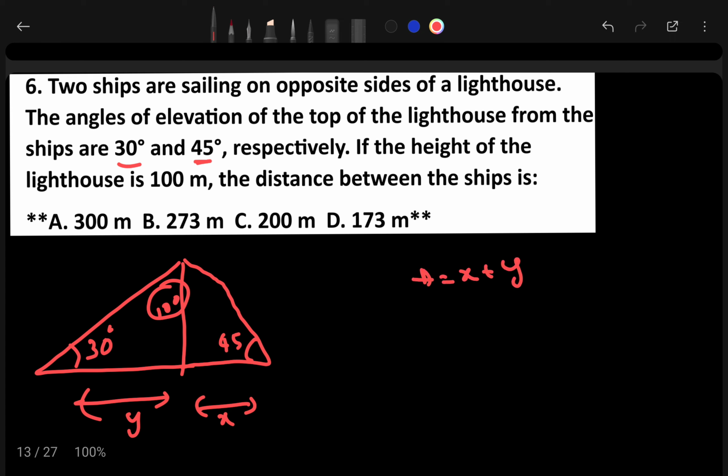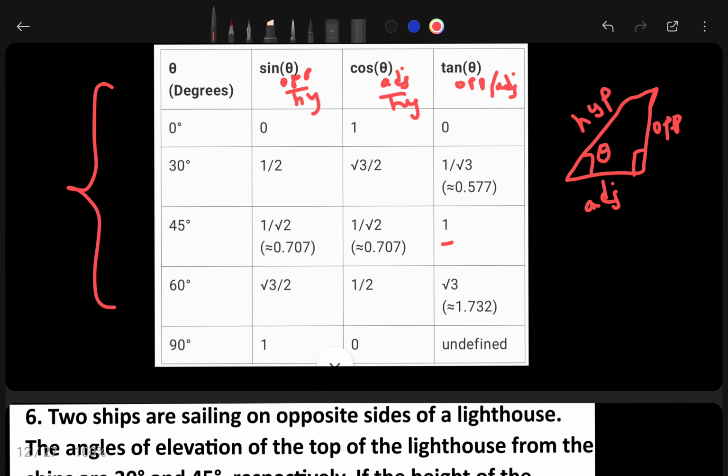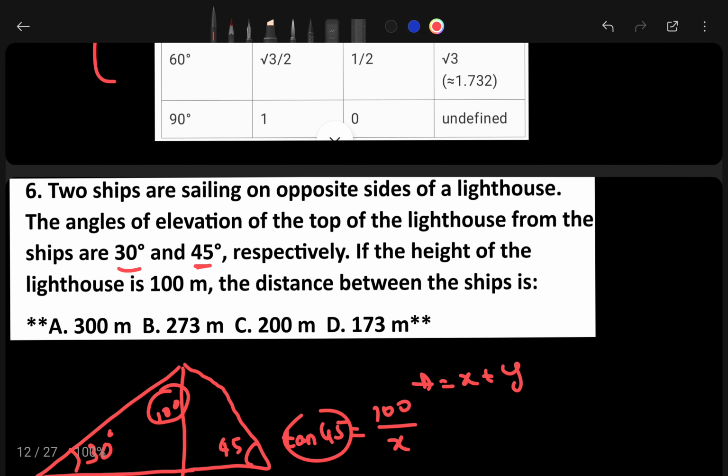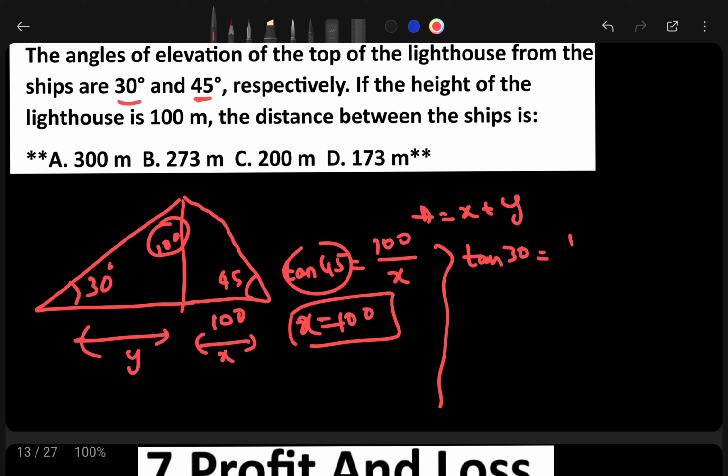Now first thing from here, tan 45 is opposite side 100 by adjacent side x. So x, tan 45 how much, dude? Tan 45 is 1. So x is going to be 100 here. Simple. First part completed. Second part, this is 100, y. Tan 30 is equal to 100 by y, opposite side by adjacent side.